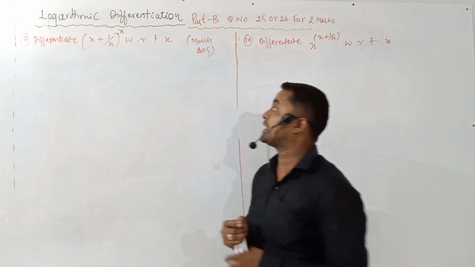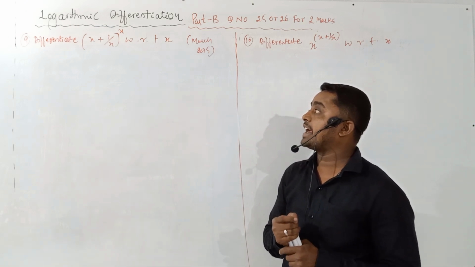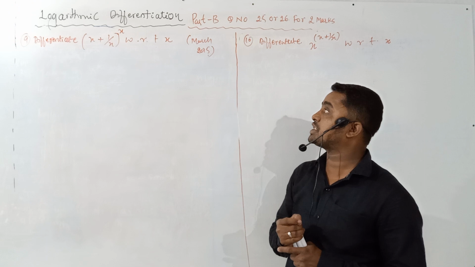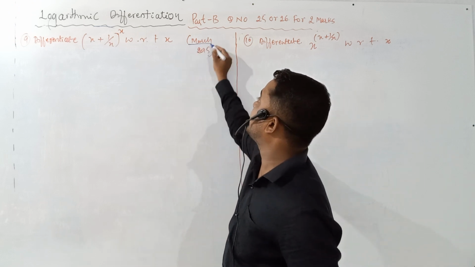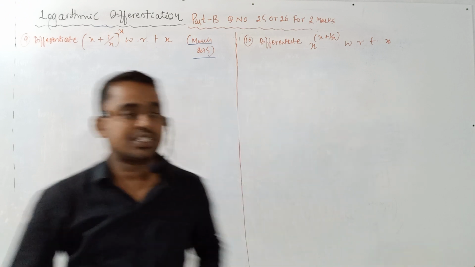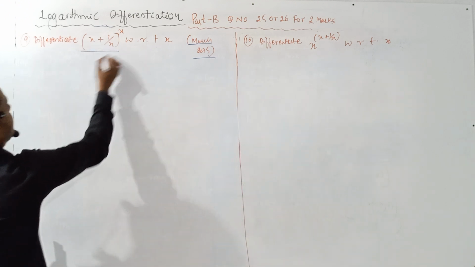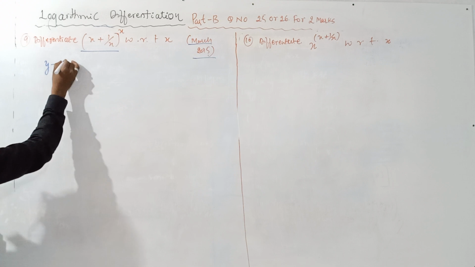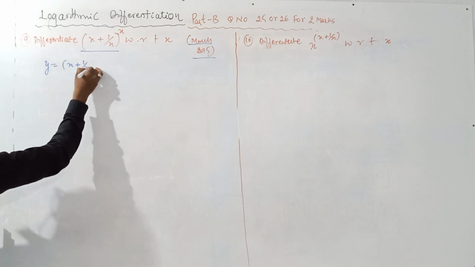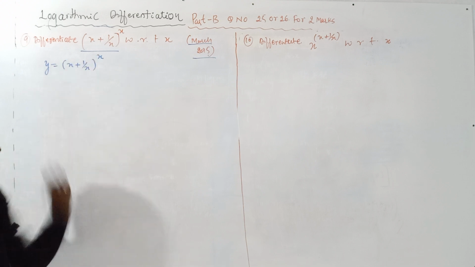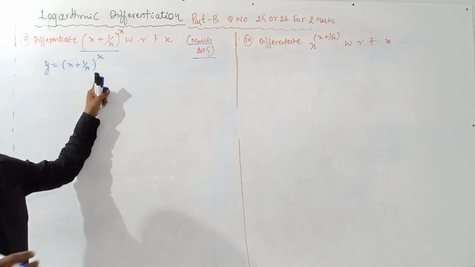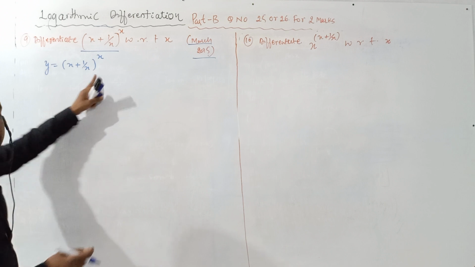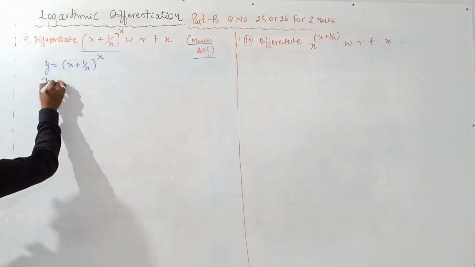So let us take question number 9, differentiate x plus 1 by x raised to x with respect to x. This question has been asked in the year March 2015 for 2 marks. First step, you have to write y is equal to x plus 1 by x raised to x. See here again function above the function. There is no formula to differentiate this type of function, so again we have to take log both sides.